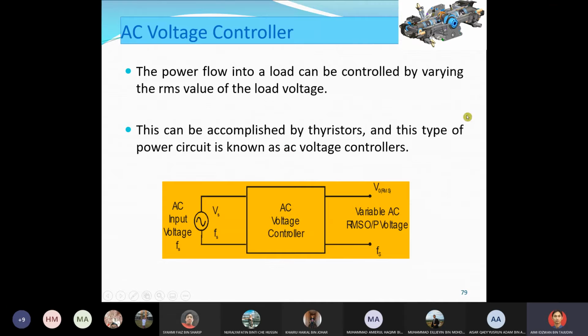So you can see that by using this system, we can straight away put the AC fixed voltage at the input side, and then we straight away can change the output of the converter by having a variable voltage as well as the frequency. Okay, as well as the frequency. Dua-dua boleh. Okay.